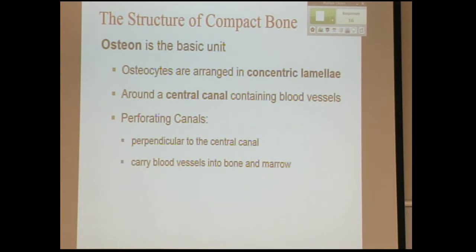All right, so what does the compact bone tissue look like? We are going to look at it under the microscope in lab next week. And they're arranged in osteons, which is basically like a little section of a tree ring, which we'll look at in a second.